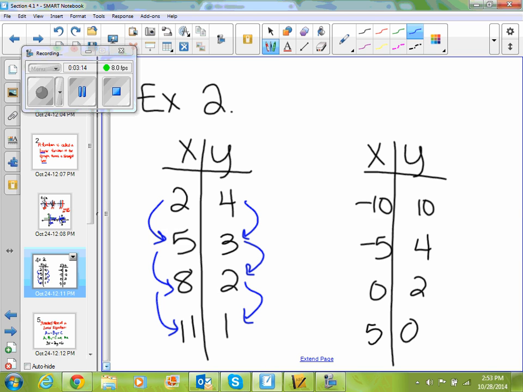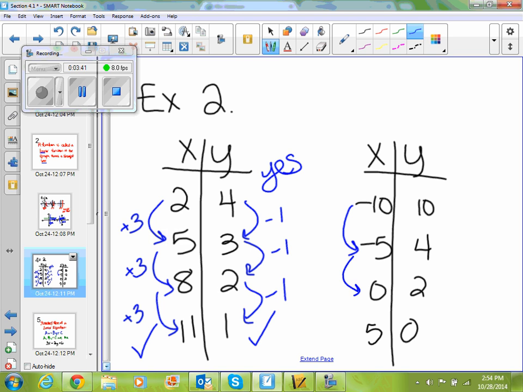So what do I have to do to get from 2 to 5? Add 3. And from 5 to 8? Add 3. Okay, since these are all the same, that's good, that's what we want. Subtract 1, subtract 1, subtract 1. These are also all the same, so that's good. If both sides are the same, then we say yes, it's a linear function.